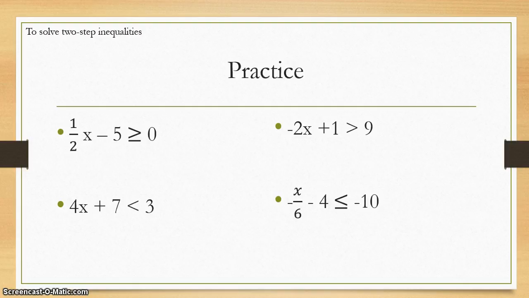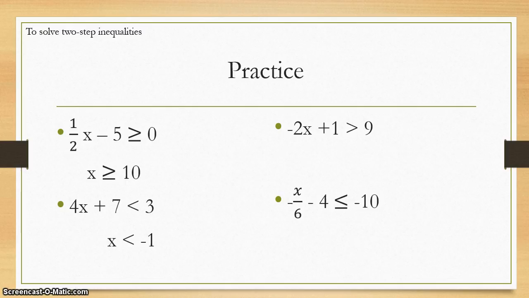One half x minus 5 greater than or equal to 0. First step, add 5 to both sides. Second step, multiply by 2, x greater than or equal to 10. 4x plus 7 less than 3. Our answer will be x less than negative 1.